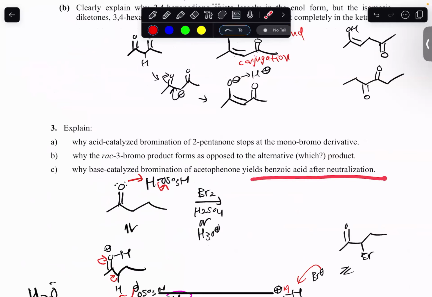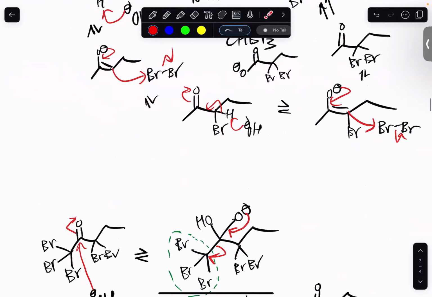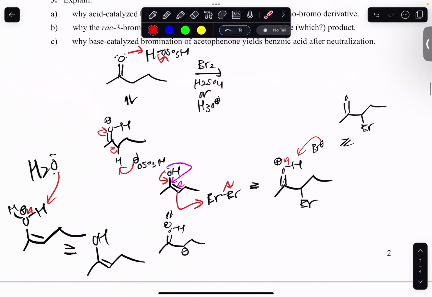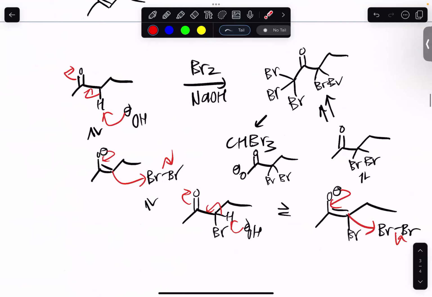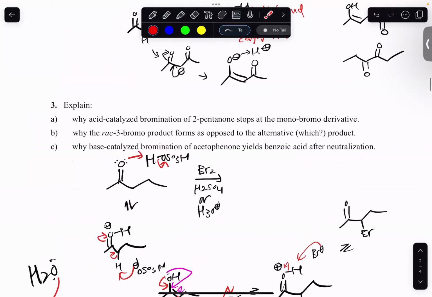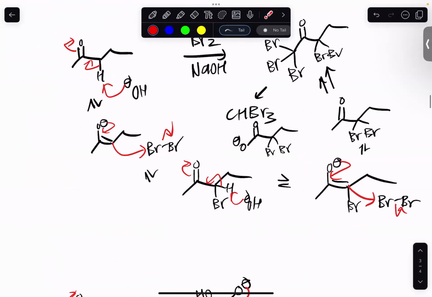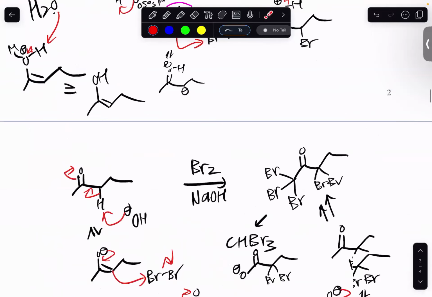If it's acid conditions, it will make an enol right here, instead of an enolate. In basic conditions, this is the enolate, with the negative charge. And that's because instead of pulling the alpha hydrogen, the oxygen is attacking a proton.